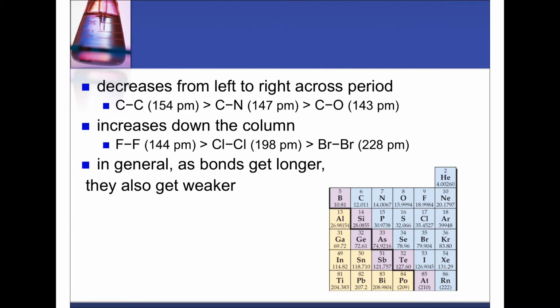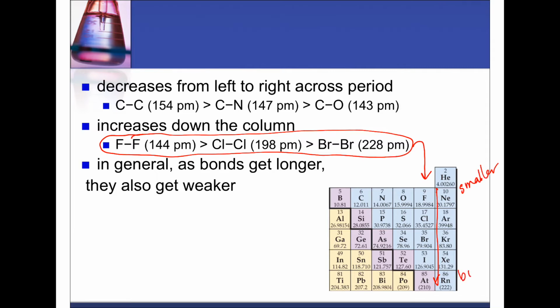Okay, now I want to look at our second trend here. And this one was kind of mentioned before. We're talking about atoms as you go down a column. As you go down a column, we see that atoms are smaller at the top, and bigger at the bottom. So that's one of our chapter 8 periodic trends.